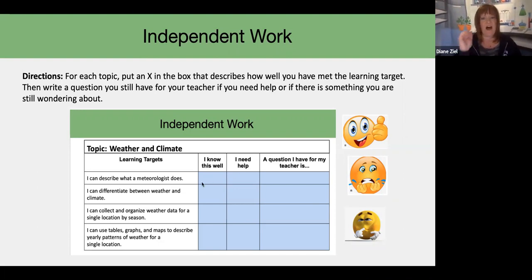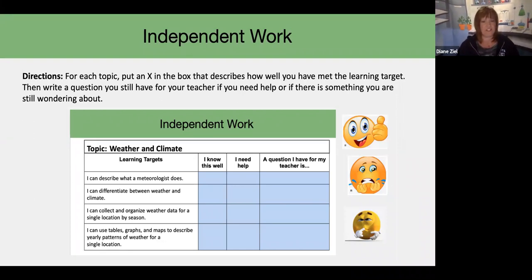I want to check here. I know this really well. I know what a meteorologist does. I watch them on TV every night giving the weather forecast. They study the weather and the atmosphere. That's their job. I know this really well. I can describe what a meteorologist does. I didn't even have to stop and think about it.